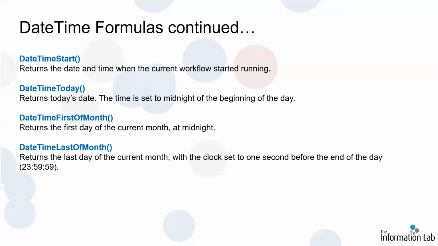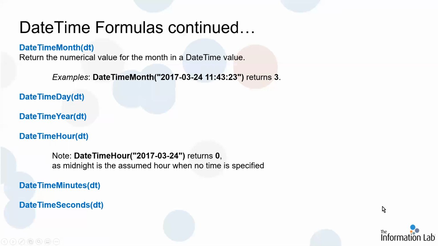Okay, there are a few more date time functions to look at. These pull out just different parts of your date time. So you can pull out just the month, just the day, just the year, or hour, minute, second with these functions. So DateTime month, for example, will return just the number of the month within a date time. So in that example, we've got the 24th of March, 2017, along with the time. And if we use the DateTime month formula, it just returns 3. So just the month of March.